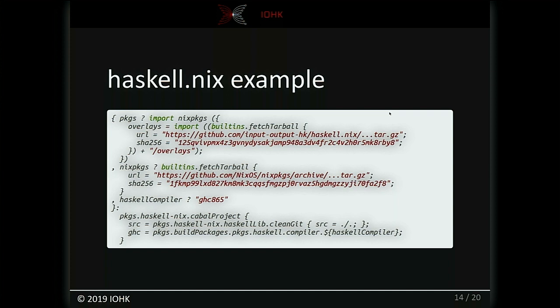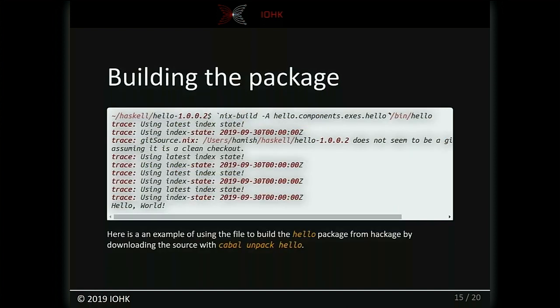I didn't put an example in here, but we also have a similar way to do this, basically just replacing cabal project with stack project, and then it will use stack.yaml instead of the cabal project stuff. So you have flexibility in that you can build using the stack side or you can build using the cabal side. So when we build the package, you do a Nix build here.